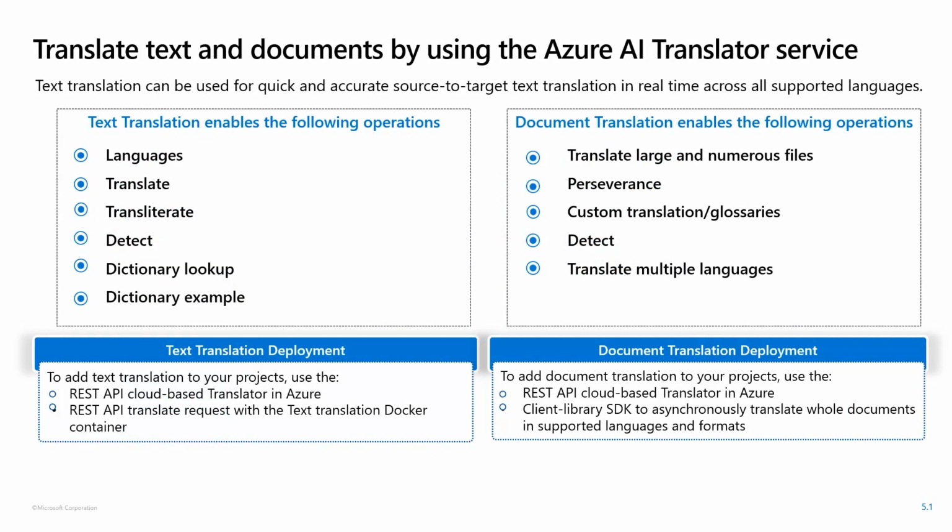Make sure to take time to explore the full range of operations available in both text and document translation. It's helpful to understand how text translation supports translating and transliteration, detecting languages, and even using dictionary lookup and examples to provide context. You'll want to know how document translation works with large files, including how it preserves formatting and supports multiple languages in a single document.